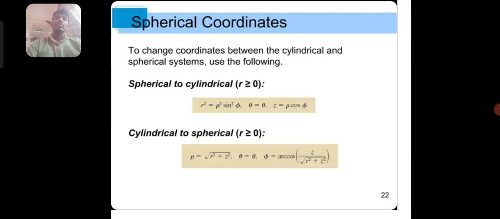And next, spherical coordinates. To change coordinates between the cylindrical and spherical systems, we use the following formulas. Spherical to cylindrical: r squared equals rho squared sin squared phi, theta equals theta, z equals rho cos phi. Cylindrical to spherical, r greater than or equal to 0: rho equals root of r squared plus z squared, theta equals theta, phi equals arccos z by root of r squared plus z squared.